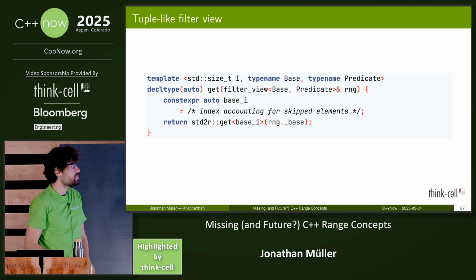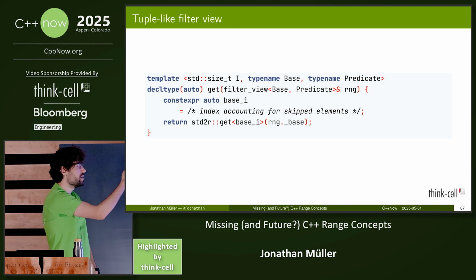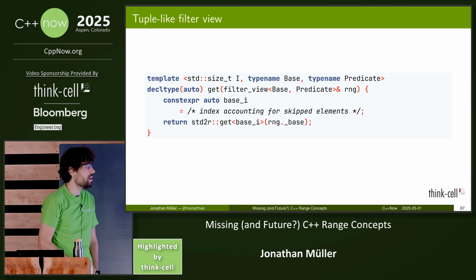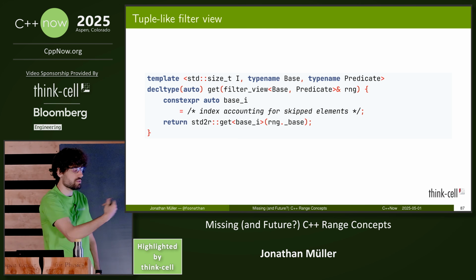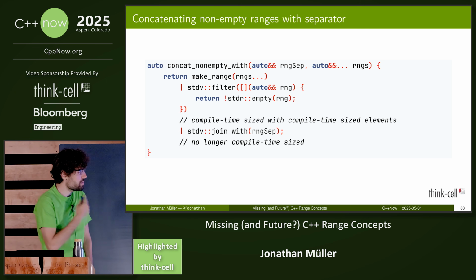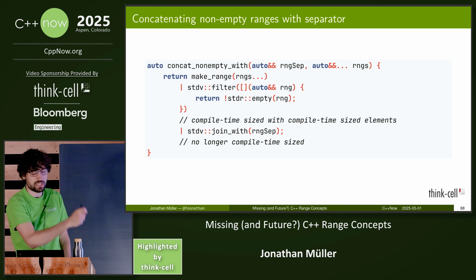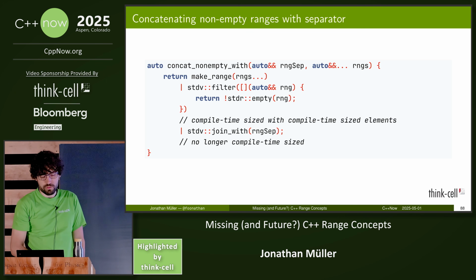If we have a compile time size, we can also provide a get, so we can make filter tuple-like and say, hey, it's just a matter of forwarding the index to the appropriate base index, skipping over skipped elements. And this can be done by just computing a single lookup table at compile time and then indexing into that to skip over the elements. And with that, we can call main range, we can filter it, and we're still having a compile time sized range with compile time sized elements. It's just the join view that creates the problem.